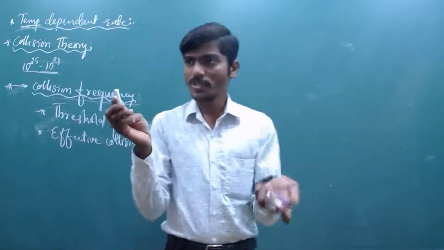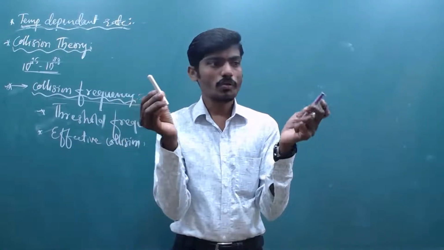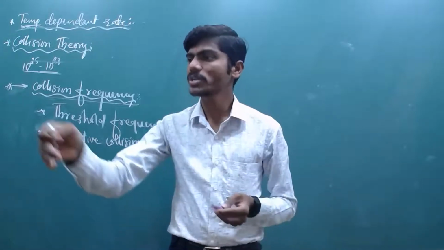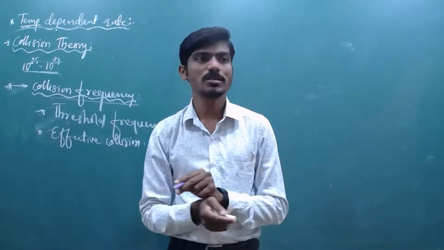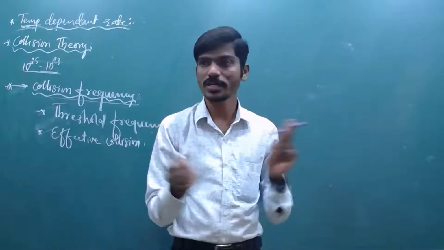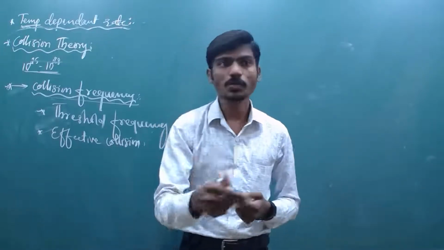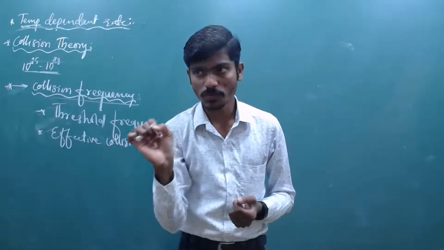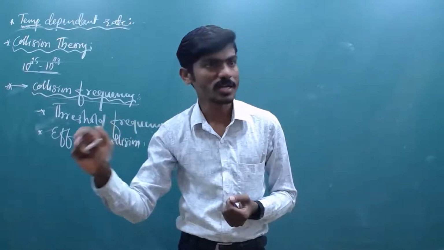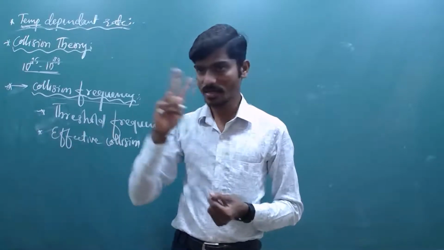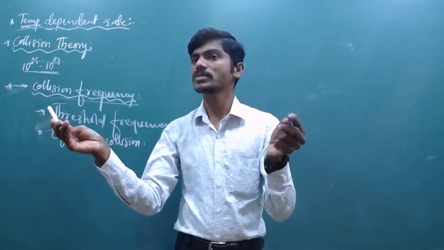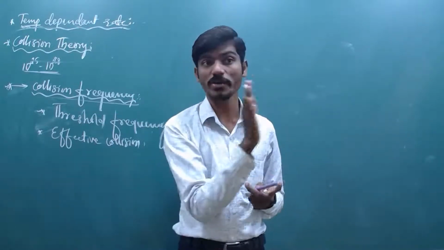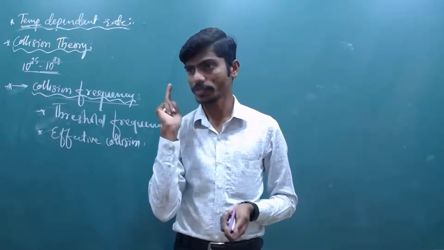If the reacting species collide in a proper orientation, then only does it lead to the formation of product. Or else it's just a collision which does not lead to the formation of product. So in order to produce a product, the reacting species must possess some minimum amount of energy, that is equal to the threshold frequency. And the second point is the reacting species must collide in a proper orientation, then only the product will form. So only 2 points.